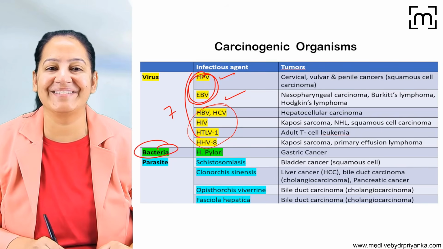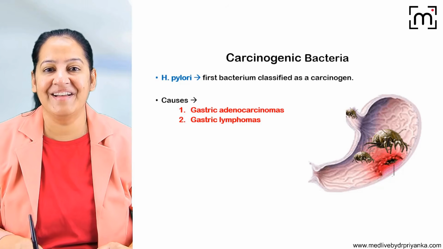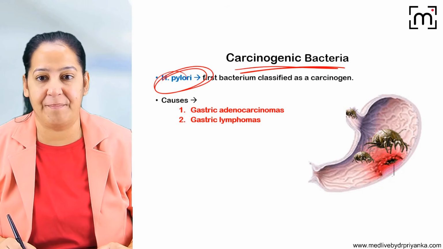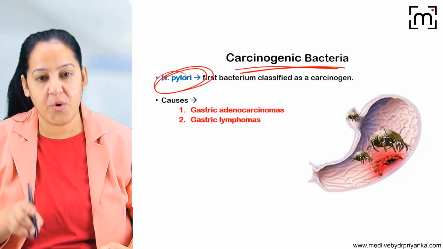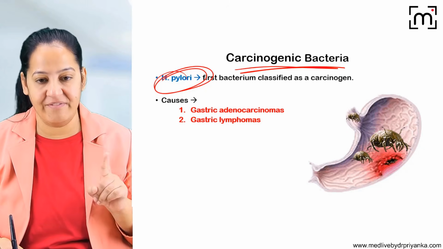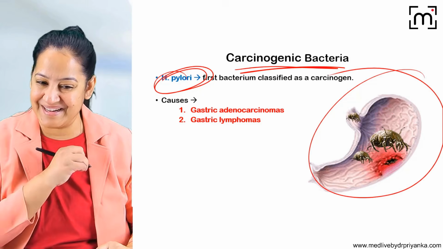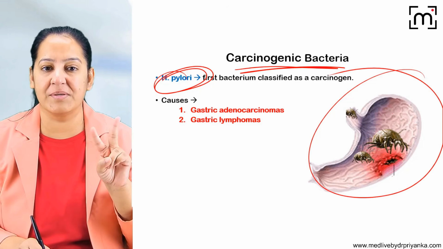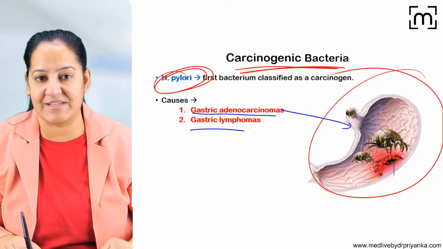Coming on to bacteria. Only one bacterium leads to cancer. The name of the carcinogenic bacterium is H. pylori, Helicobacter pylori. Only one bacterium. It causes cancer in only one organ, the stomach. You can see the stomach. It causes cancer only in the stomach. It causes 2 cancers in the stomach. It causes gastric adenocarcinoma and gastric lymphoma.